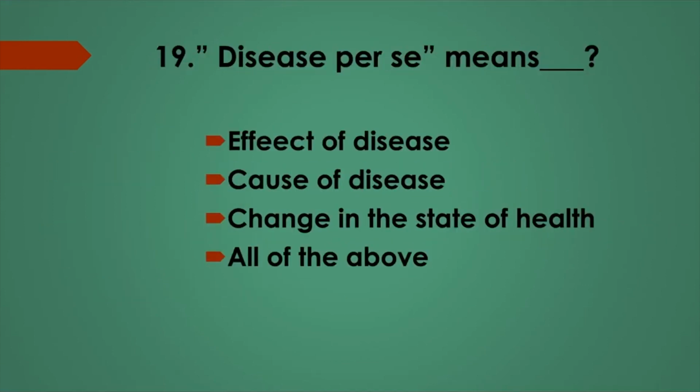Question number 19. Disease per se means option A, effect of disease, option B, cause of disease, option C, change in the state of health, and option D, all of the above. Answer option C, change in the state of health.